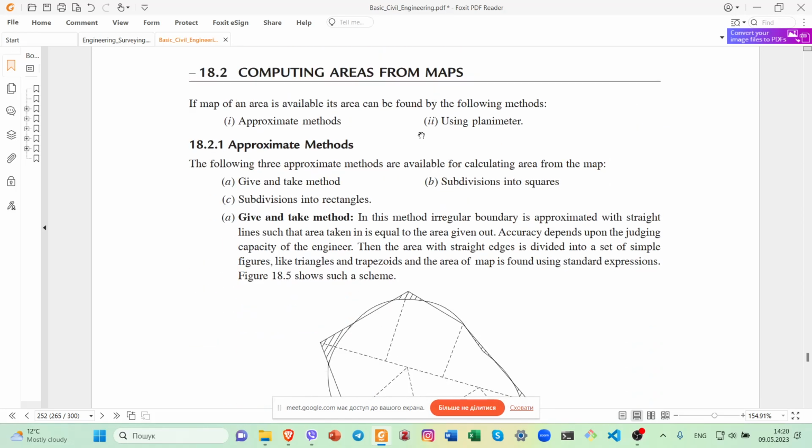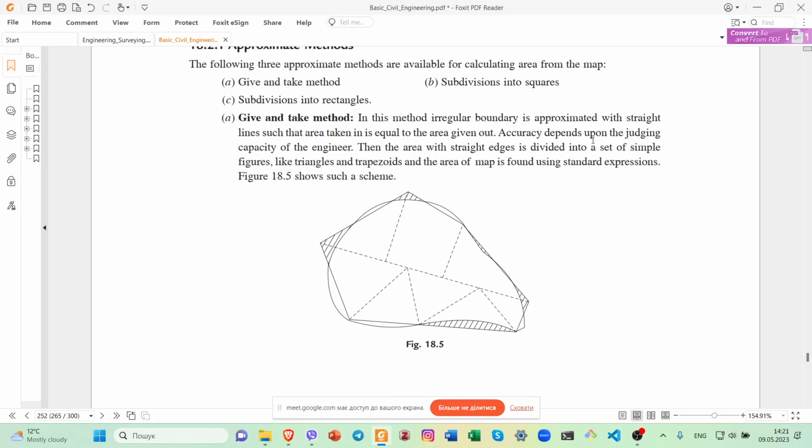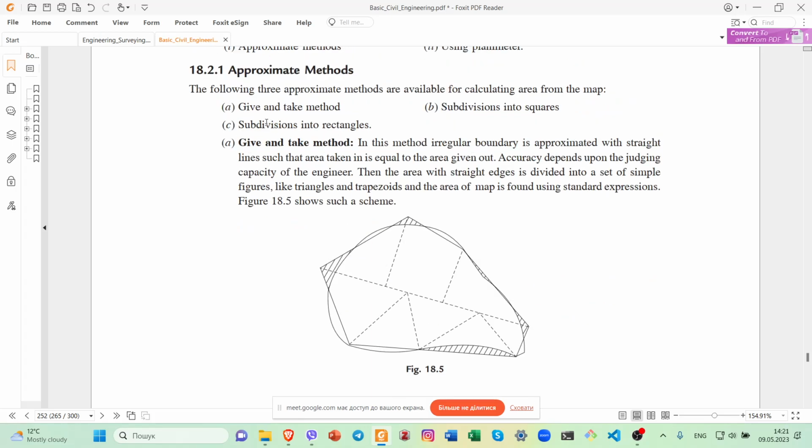Computing areas from maps. If a map of an area is available, its area can be found by the following methods: approximate methods and using a planimeter. The following three approximate methods are available for calculating area from the map: give and take method, subdivision into squares, and subdivision into rectangles.